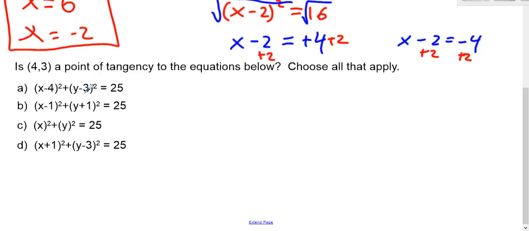So when we plug in 4 and we plug in 3, it needs to equal 25. So plug in 4 and plug in 3. That's 4 minus 4 is 0 squared. 3 minus 3 is 0 squared. 0 does not equal 25, so no, that's false. That is not a point on that circle.